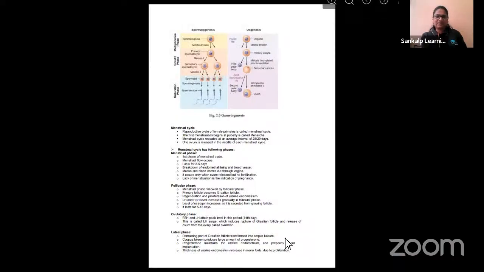Just now we discussed, see here. When do estrogen levels peak? In the follicular phase. The menstrual phase is followed by the follicular phase. LH and FSH levels increase gradually in the follicular phase. The level of estrogen increases as it is secreted by a growing follicle. It lasts about 5 to 13 days, that is, 6 to 14 days. So the right answer here is 6 to 14 days.